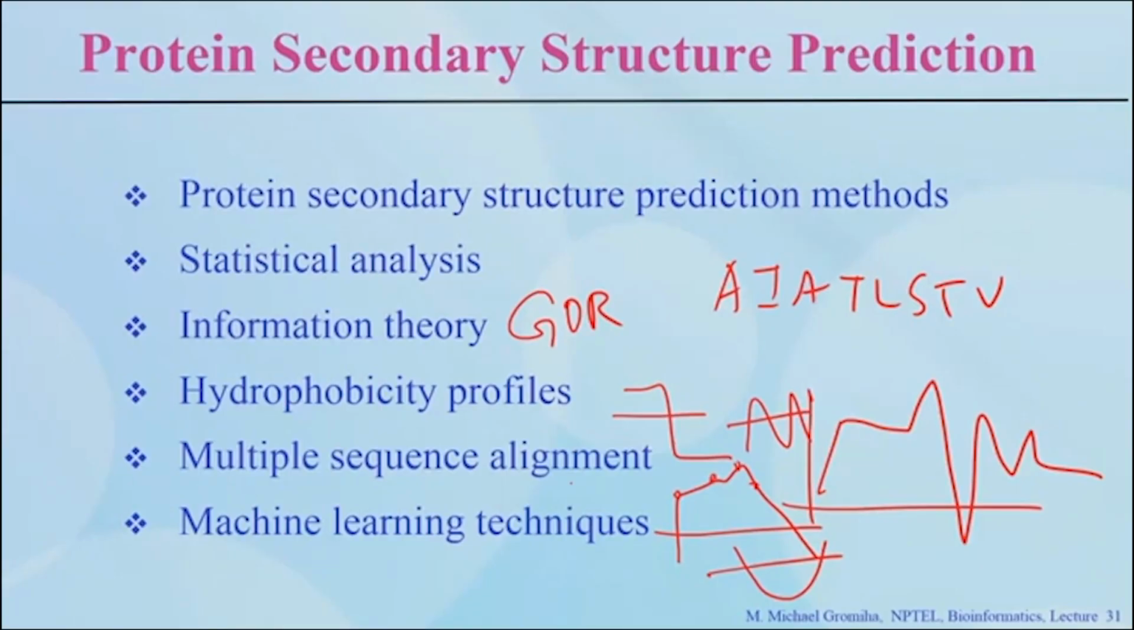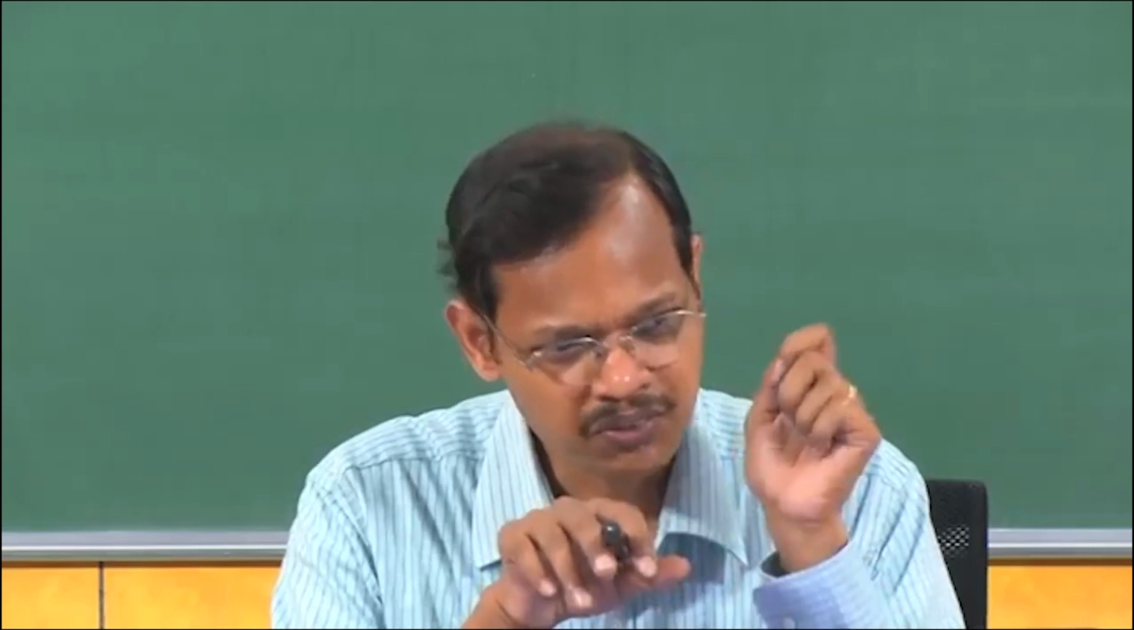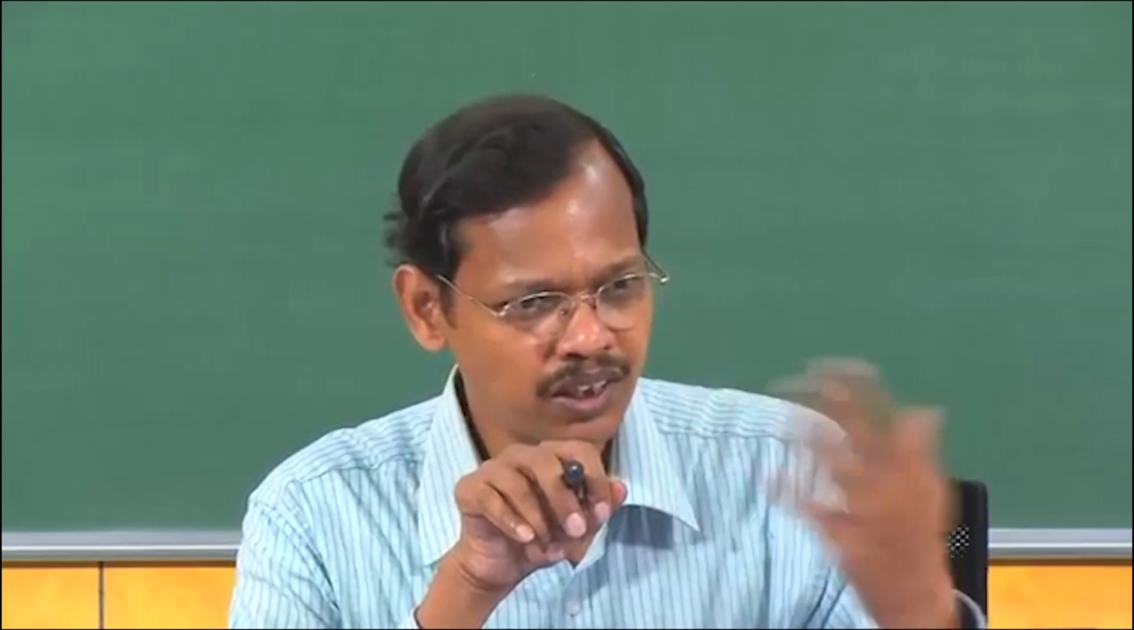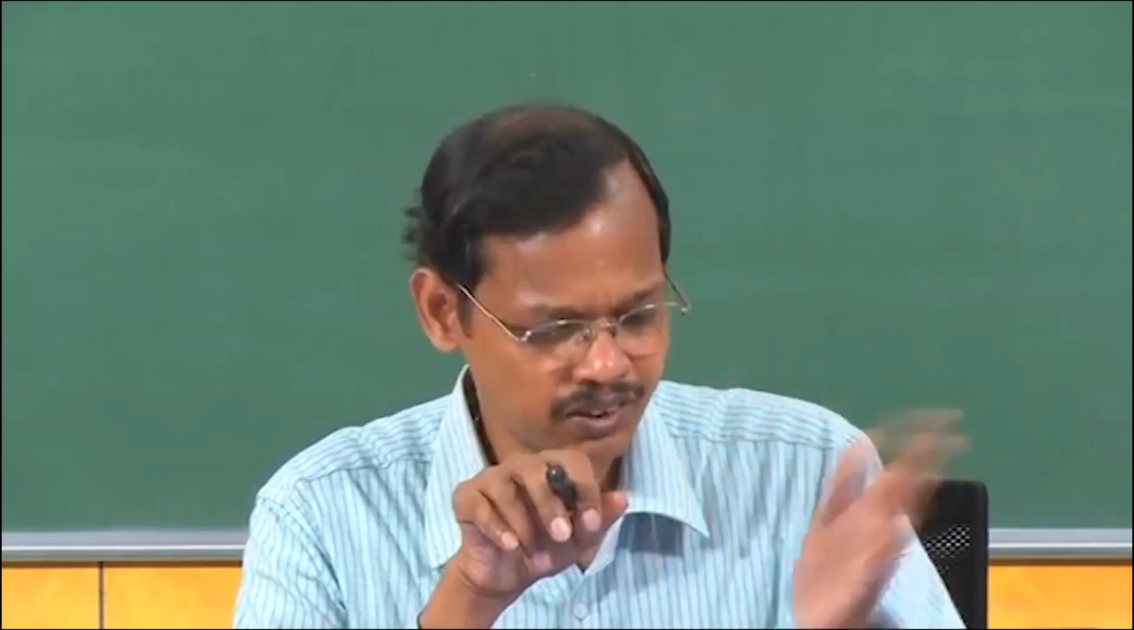Then multiple sequence alignment: how to get the secondary structure using multiple sequence alignment. So, you have the aligned sequences, and there are 2 ways you can do it. Either in the aligned sequences use the Karn method and then use it, or you can use the experimental data, whether it belongs to helix or strand. By majority voting you can get whether this residue belongs to helix or strand.